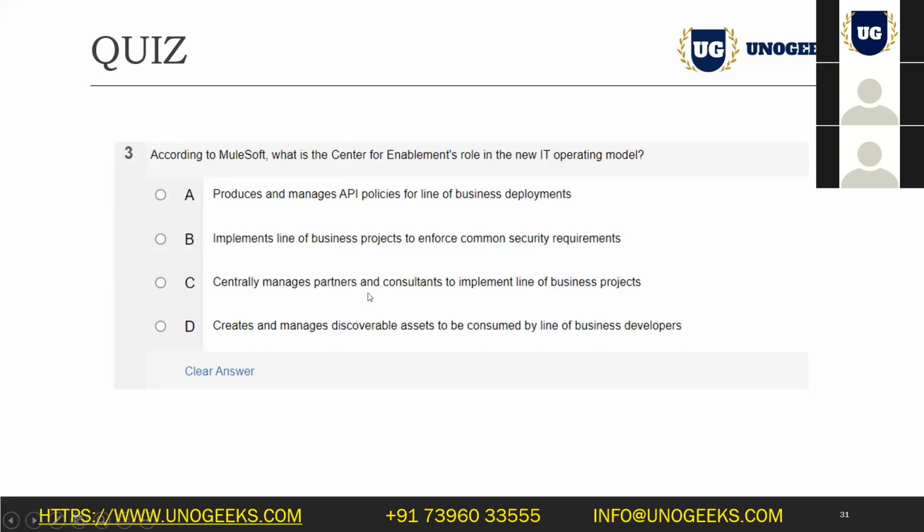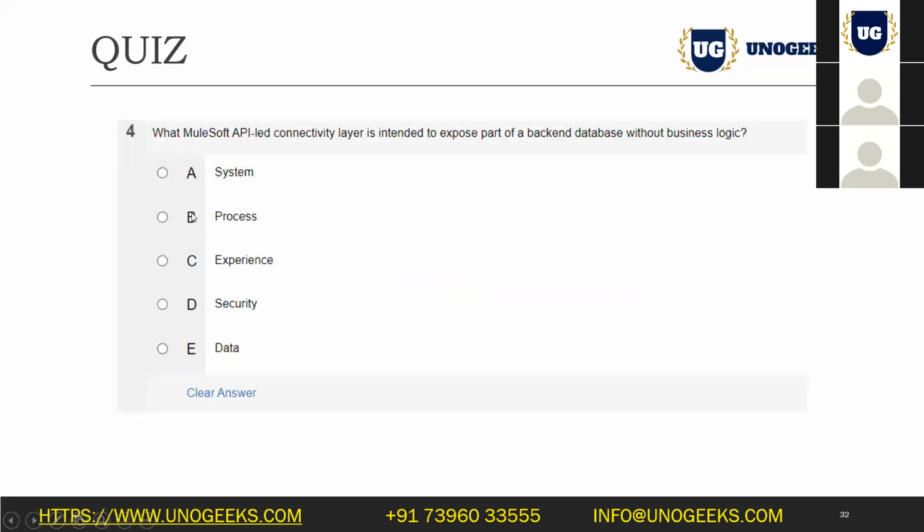Okay. So the third is centrally manages partners and consultants. So this is not correct. Option D, creates and manages discoverable assets to be consumed by line of business developers. So this is correct. It creates and manages discoverable assets. Asset means the APIs to be consumed by line of business developers. So the answer D is correct to this question.